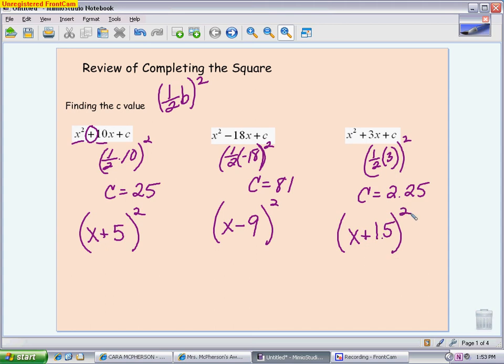You can write it as a decimal, 1.5 like I did, or you could write it as a fraction. You could say x plus 3/2 being squared. If I square out that binomial, I get what I started with. So just getting comfortable going from form to form.